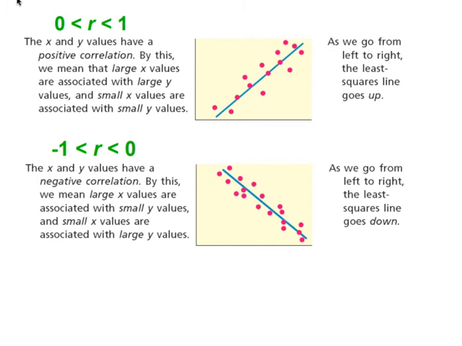Same thing happens if it's a negative number, less than 0 but greater than negative 1. The line is going to go through a lot of those points, but not quite hitting them all. I would say maybe this is moderate positive correlation, or moderate negative correlation.